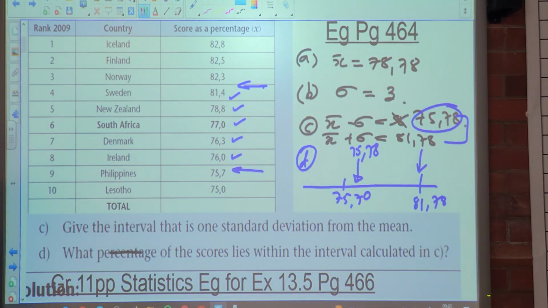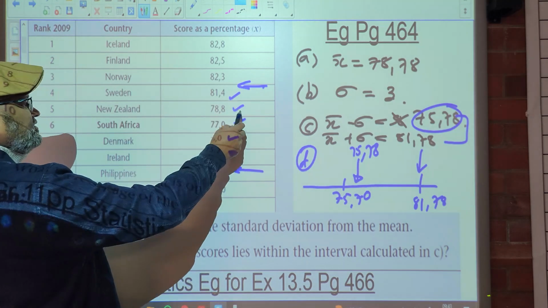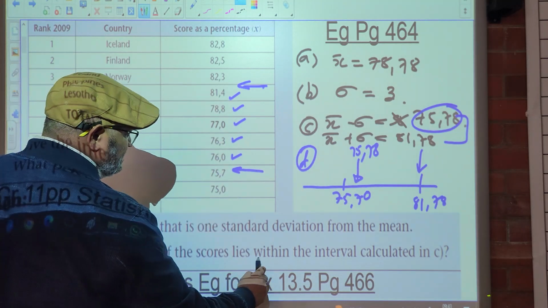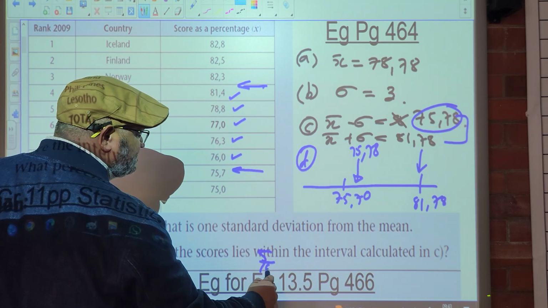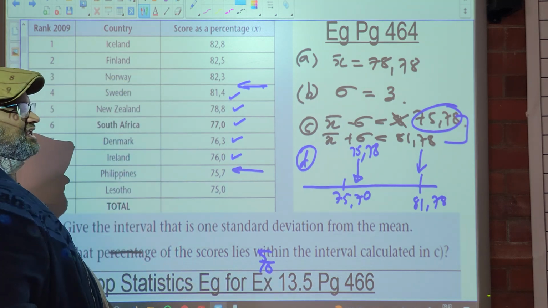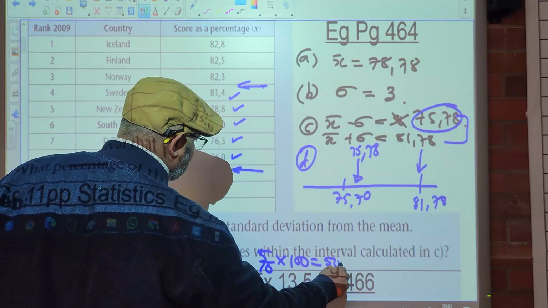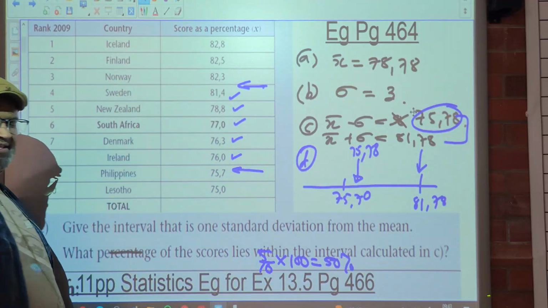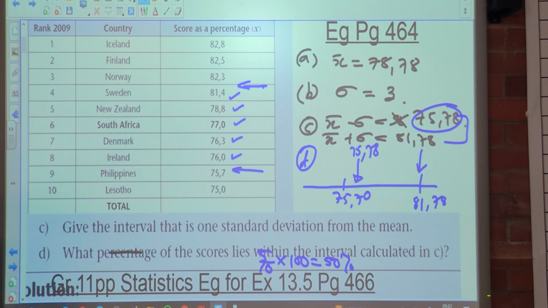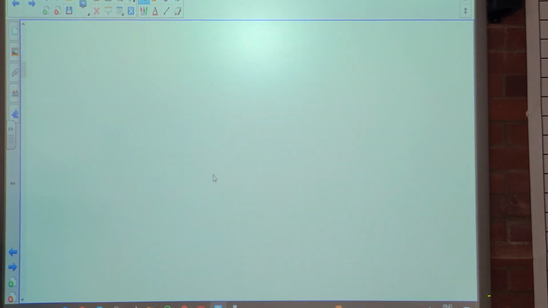Sorry? Did I make a mistake? Is it inside? It is outside. You agree it's outside. So how many are lying inside? 1, 2, 3, 4, 5. So 5 out of 10 values are lying within 1 standard deviation of the mean, times 100 gives you 50%. Just check the answer that they have there. Same. Okay.